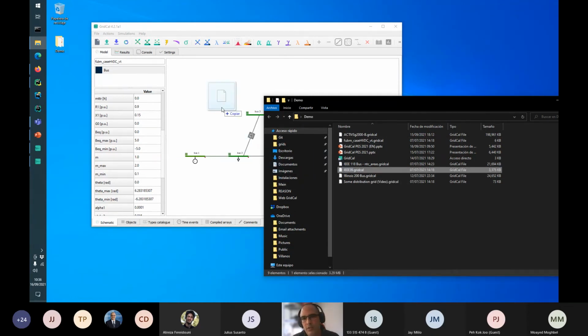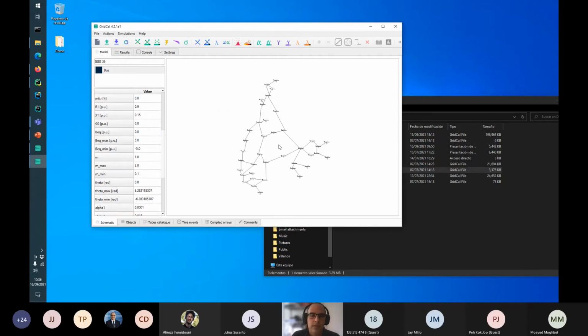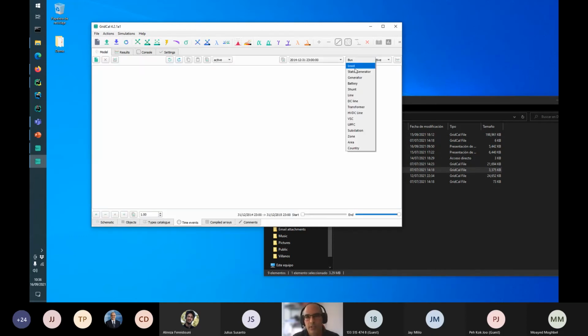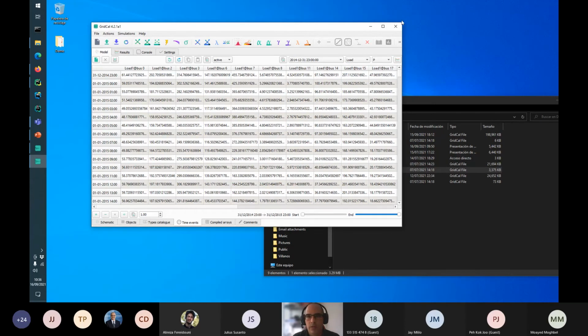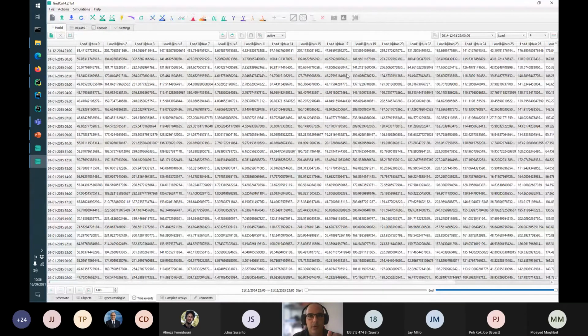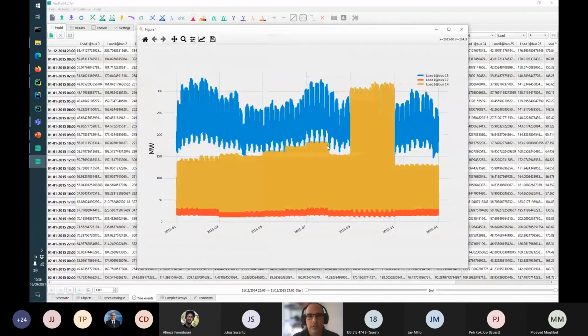So let's see this IEEE 39. This is a grid that has time events because I've created some time events. For instance, here we have all the active power in the loads. If I want to plot these three, this is what it looks like. It's a complete year.